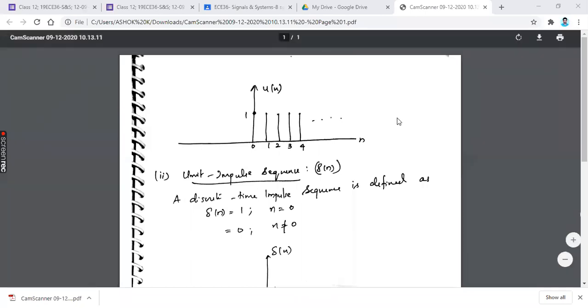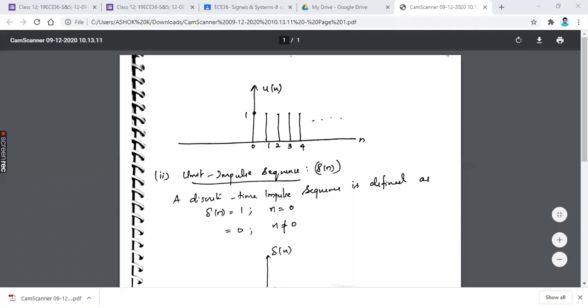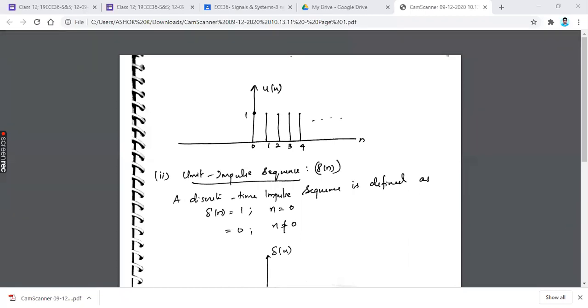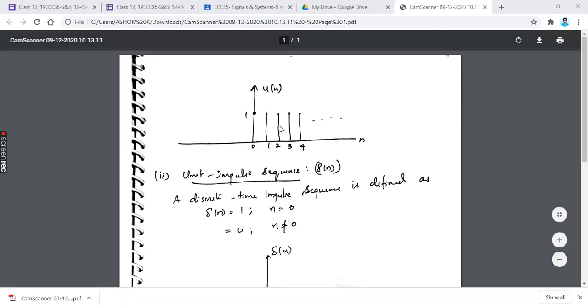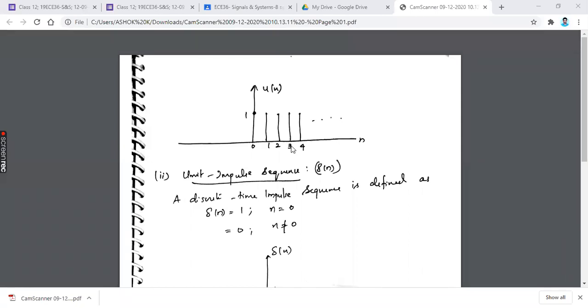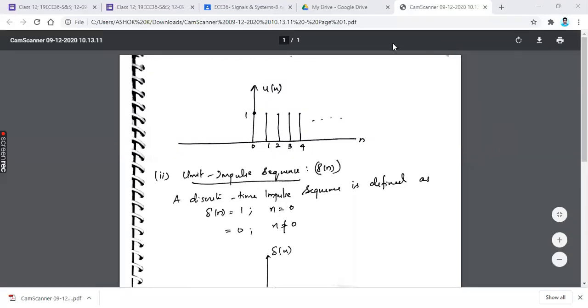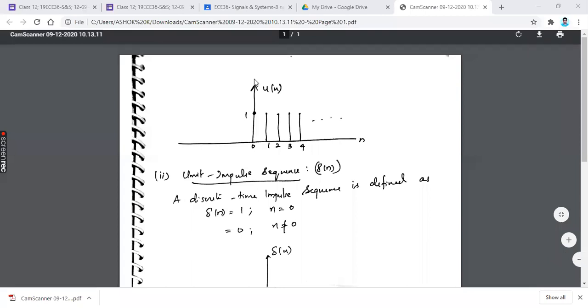Yes, sir. Thank you. In the last class, we were discussing discrete time elementary signals, and we have gone through the unit step sequence. The unit step sequence has an amplitude of 1 at each instant of time, starting from 0, 1, 2, 3, etc., up to infinity. So from 0 to infinity, the amplitude is a constant equal to 1. That is represented by u of n. For negative instances of time, you don't have any signal. Otherwise, it is equal to 0.